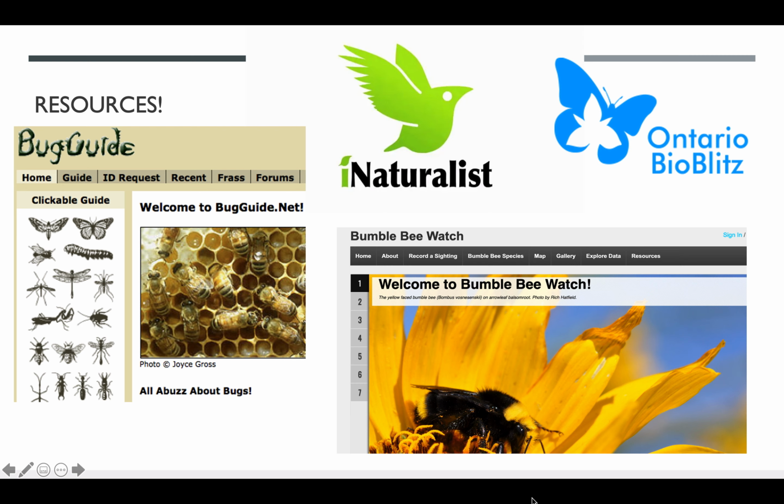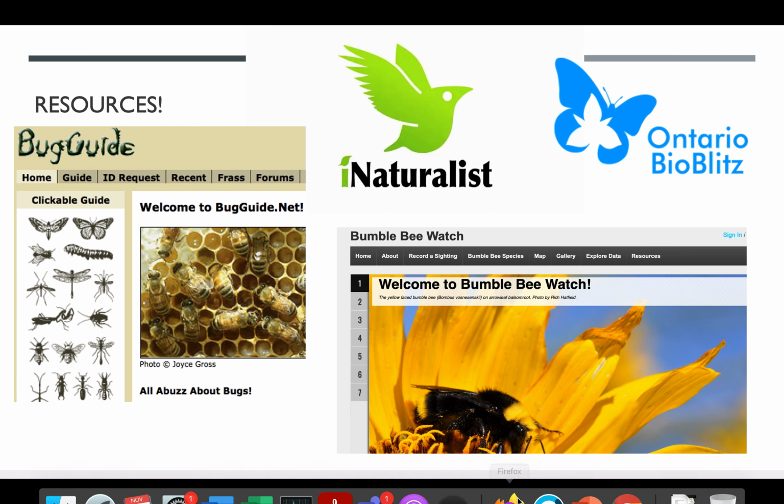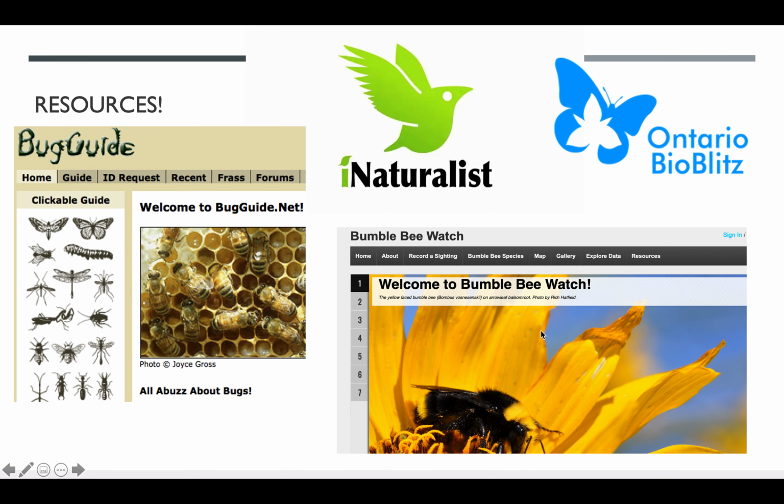If you see a bumblebee, you can report your bumblebees here. A lot of bumblebees are under threat. There are some that are almost considered extirpated in Ontario, like the gypsy cuckoo bumblebee and the rusty patch bumblebee, that scientists are really desperate to find. So if you see a bumblebee, take a picture and submit it to Bumblebee Watch. You can also look at different bumblebee species in your area using this website as well.